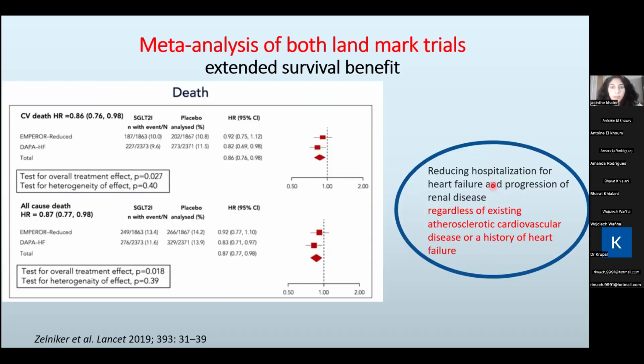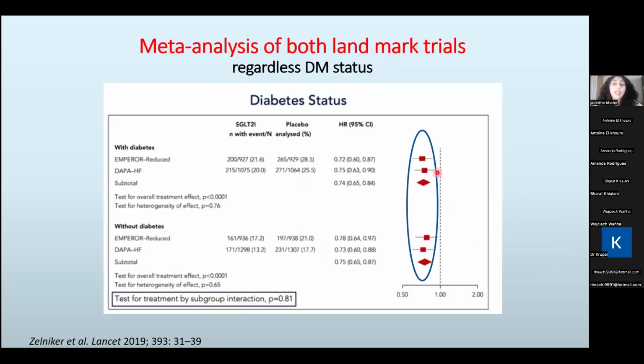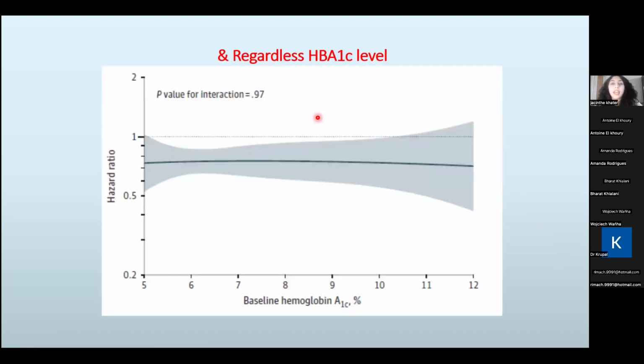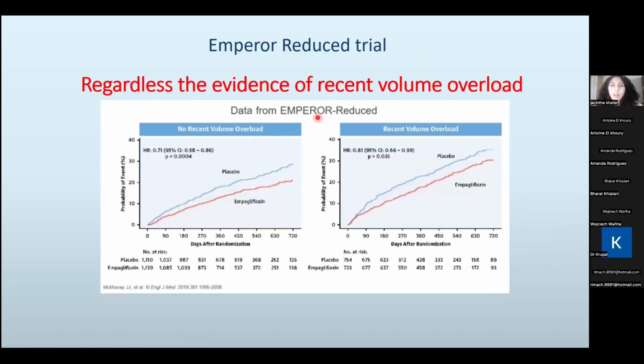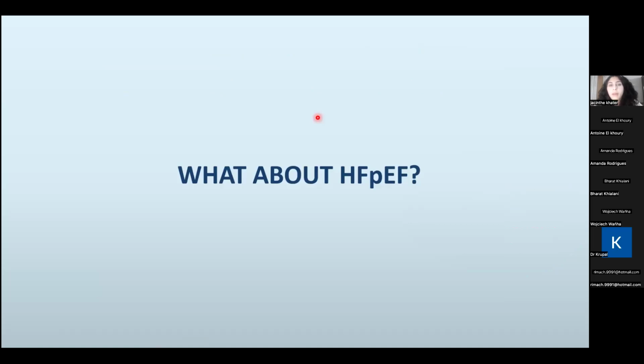Okay, so as I said here, regardless of any existing atherosclerotic cardiovascular disease, but also regardless of the diabetic status, and also regardless of the HbA1c level. So there are many parameters that did not directly affect the positive outcomes of SGLT2 inhibitors on heart failure hospitalization. Okay. Well, what about now heart failure with preserved ejection fraction?